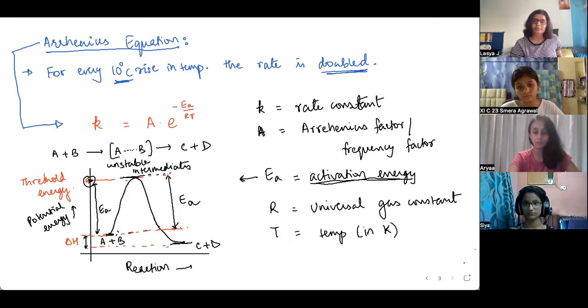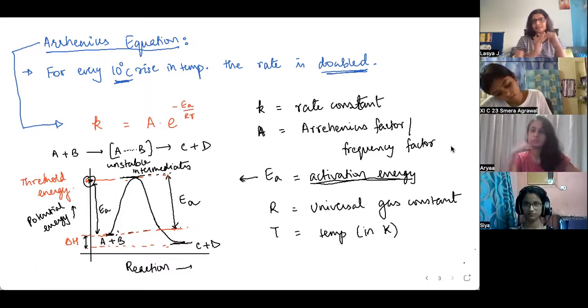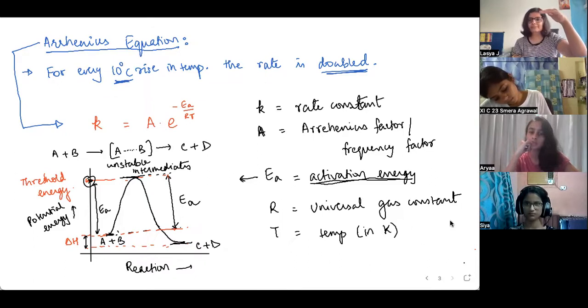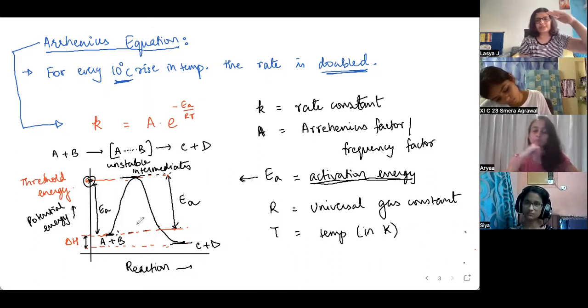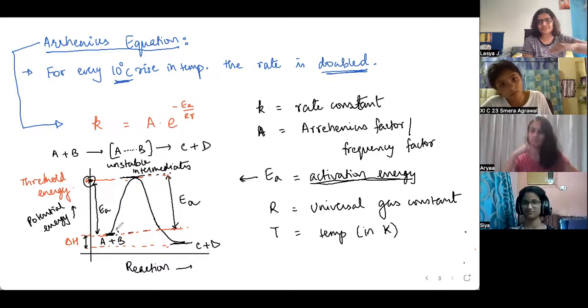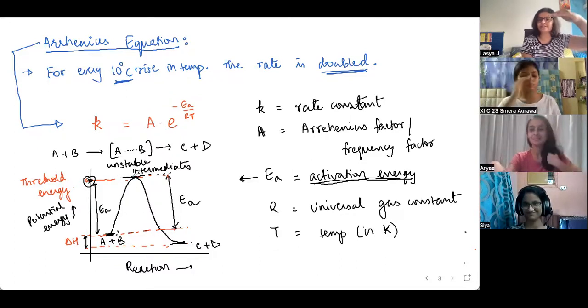So threshold energy is the energy that is required to start the reaction. Threshold energy is the energy that the molecules need to reach in order to start the reaction. But because they're already at this particular level, you just need to give the difference. So this is activation energy, as much as is needed so that the molecules can reach the threshold.